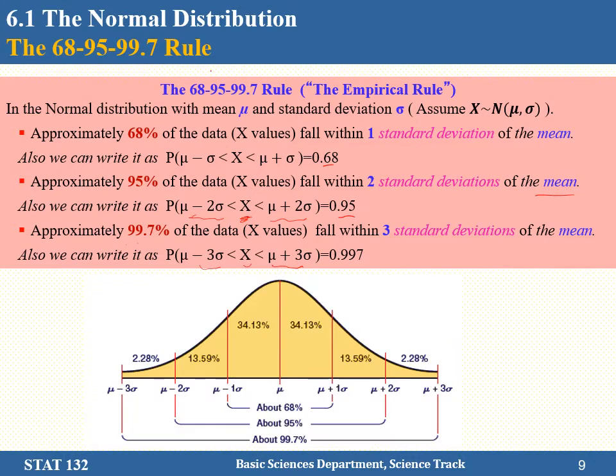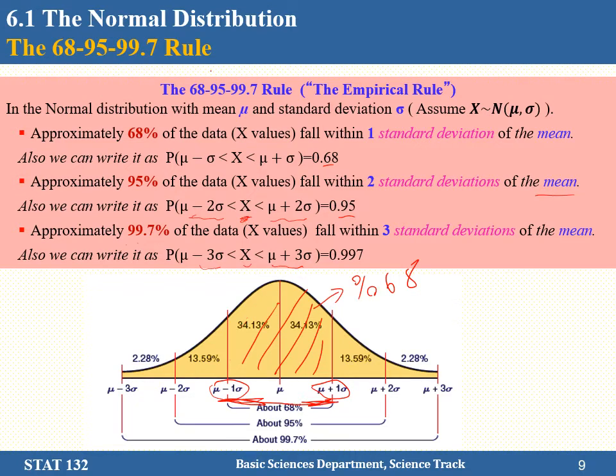So what does this correspond to? It corresponds to areas here. When x is between mu minus sigma and mu plus sigma, 68% of the data is in that region.